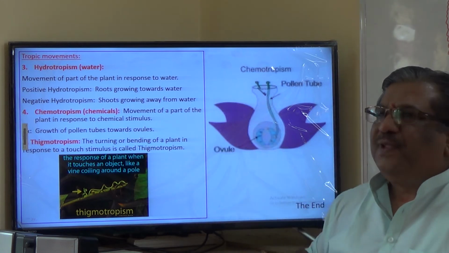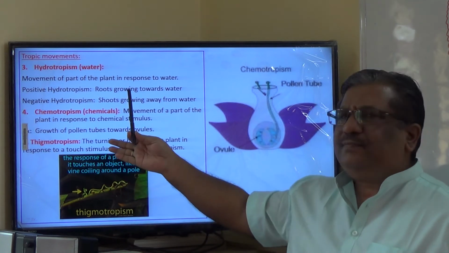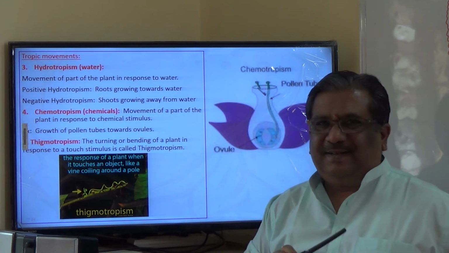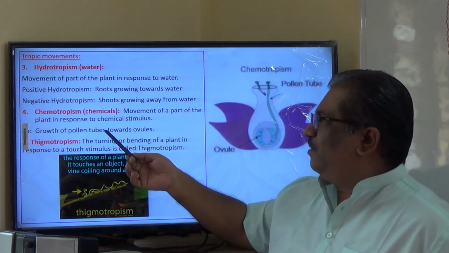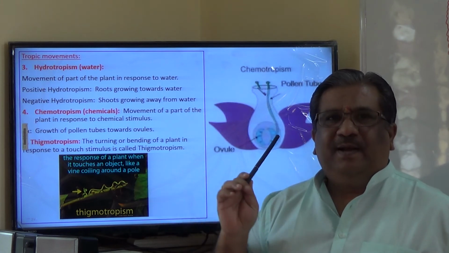Growth of the pollen tube towards the ovules is the one. Negative, there is nothing negative in this. This is a positive chemotropism, you can say, isn't it? So if you find any negative chemotropism here or any example, please let me know. I would like to include it in my PPT.